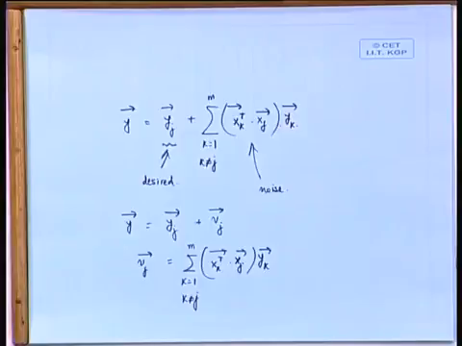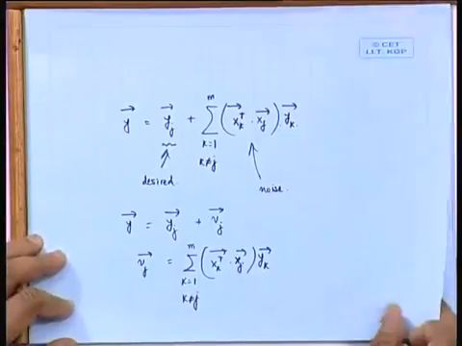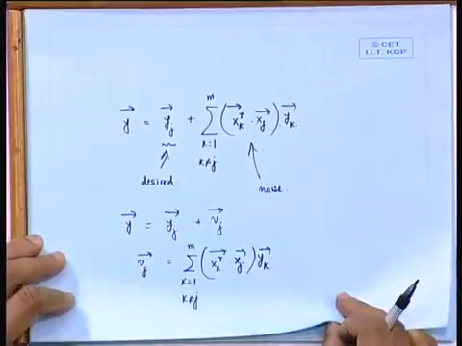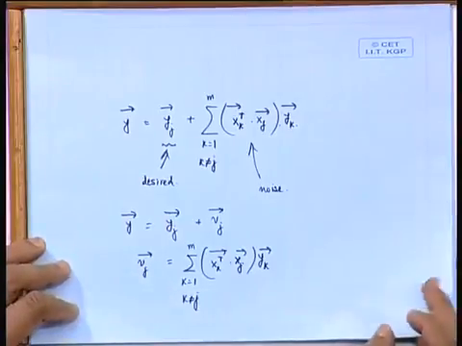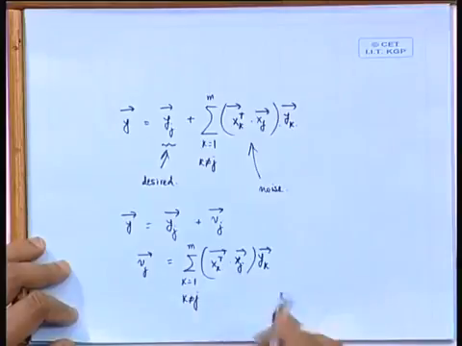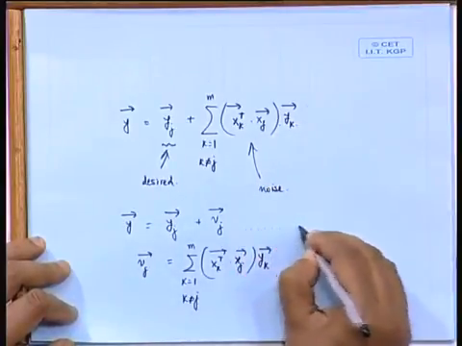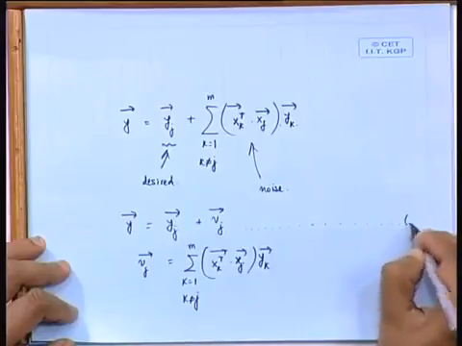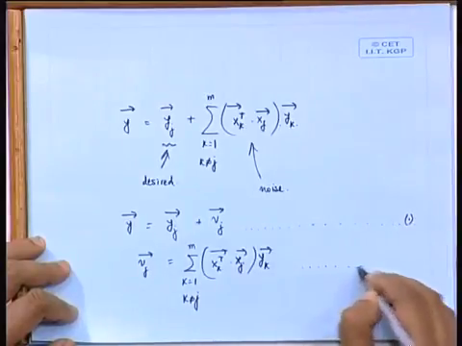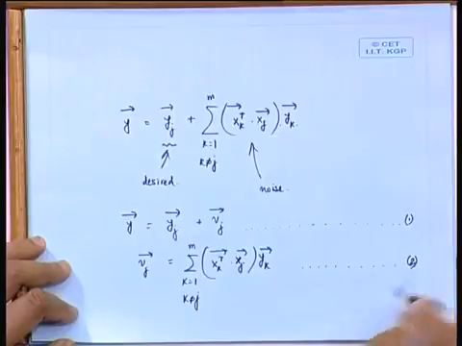All right. Now, we can define the cosine of the angle between two vectors xk and xj as follows. Let us remember this expression. We can call this equation number 1 and call this equation number 2.